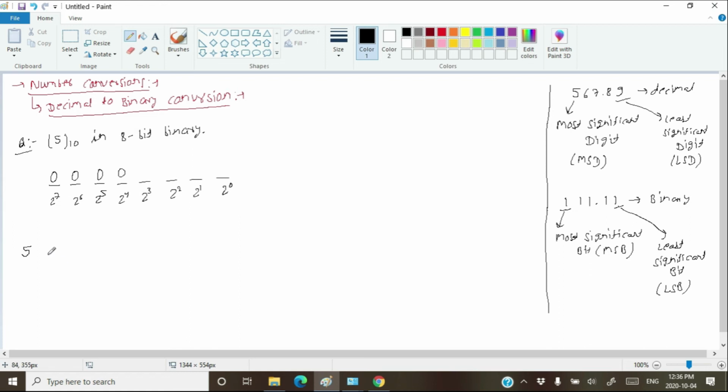Still 8 is bigger than 5. So write here 0. 2 to the power 2 is 4. Since 4 is smaller than 5, you can write here 1. But you should also subtract 4 from 5 and you will get 1.